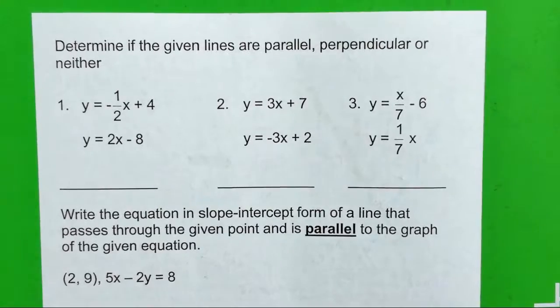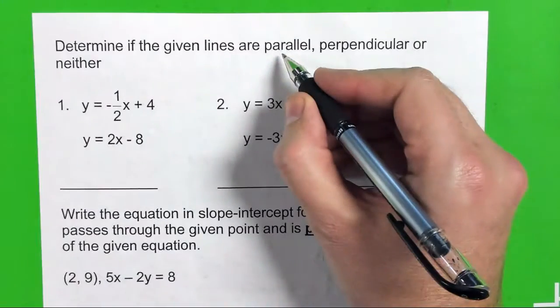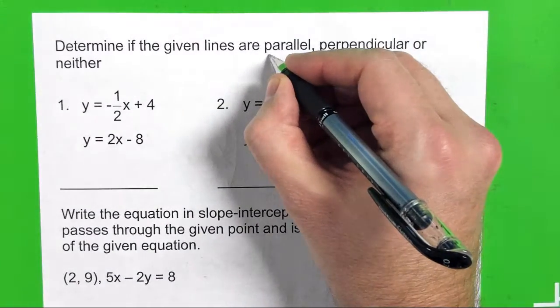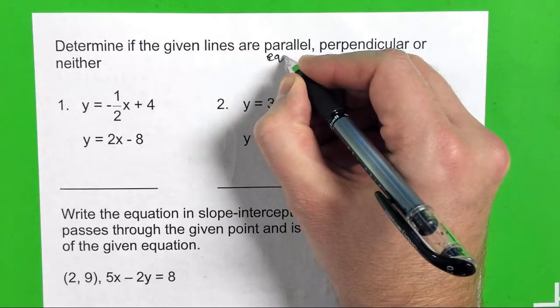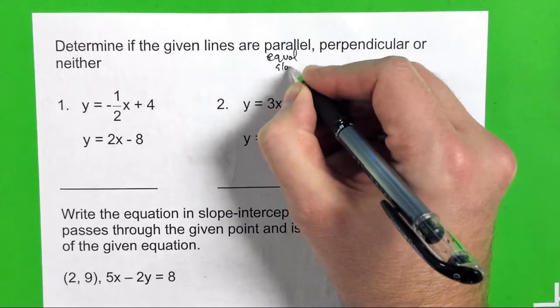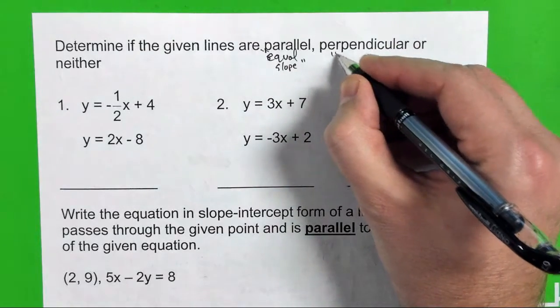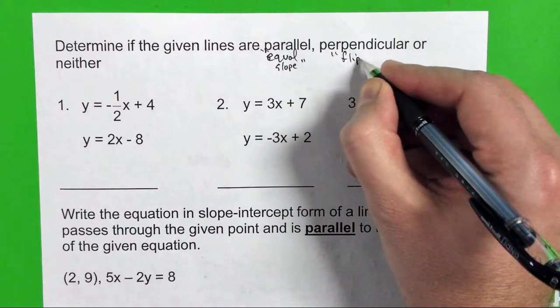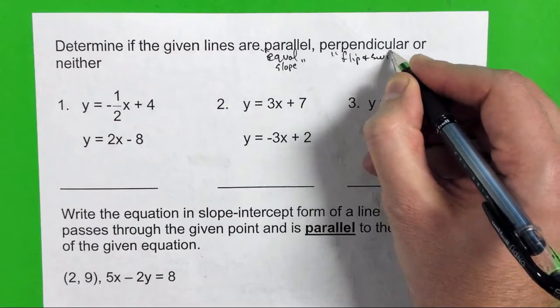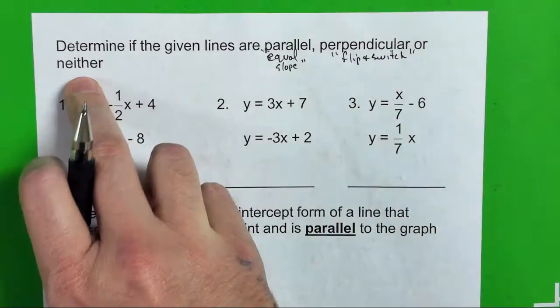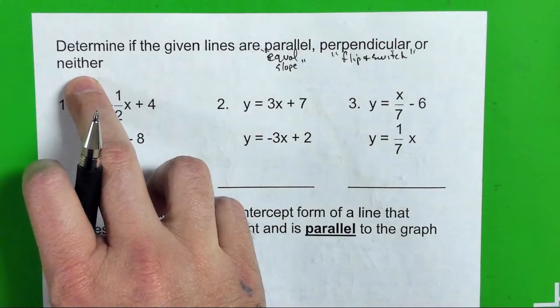Okay, so parallel. Let's write what it is. They should have what? Equal, right? What's the rule for perpendicular? Flip and switch. Good. And if neither of those work, just say neither.